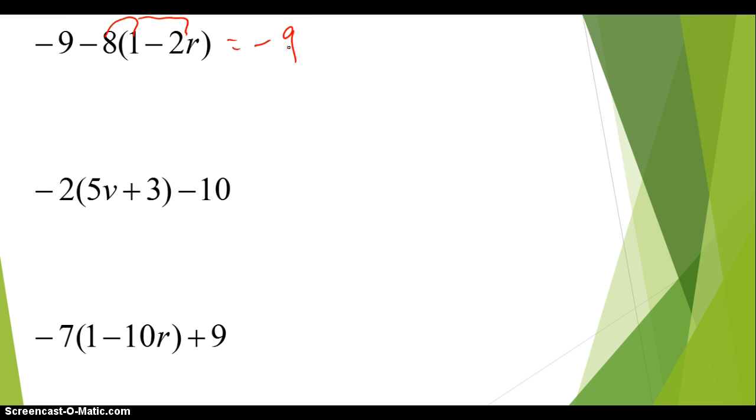So when I distribute the -8, I say -8 times 1, which is -8, and then -8 times -2r. Remember, this sign is connected to the 2r. So -8 times -2r is a positive 16r. Now, when we get to this step, we have to combine like terms. So 16r is alone by itself. But these two we have to put together.